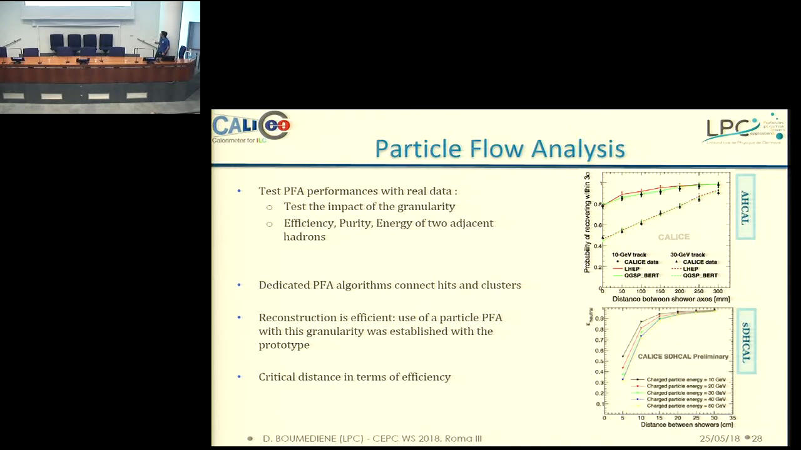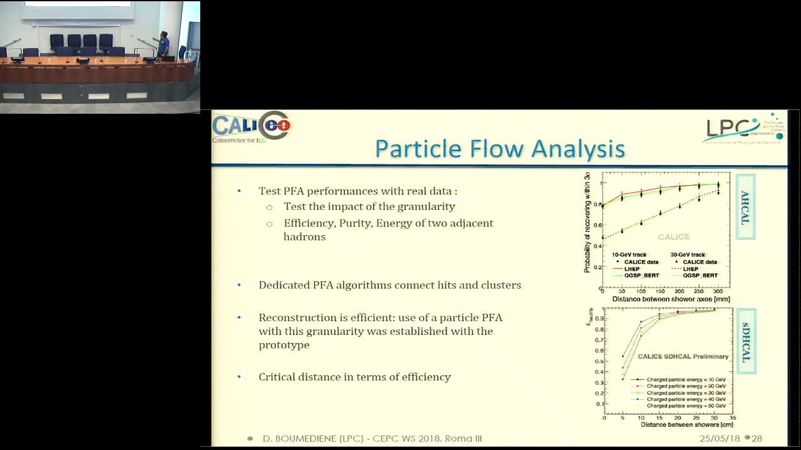One word on the particle flow, because this is something that needs to be studied in the framework of a large detector like ILD, but some tests can still be done with the prototype using test beam data, for example, by merging pions coming from two different events, and by quantifying the probability to separate these two pions as a function of the distance between the showers. So this is with the AHCAL and the SD HCAL.